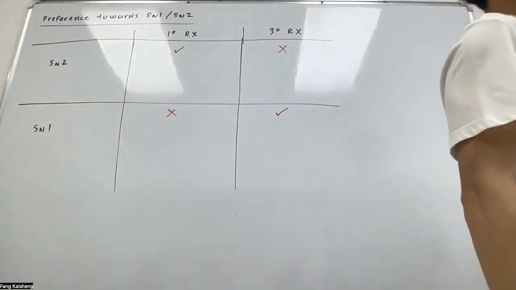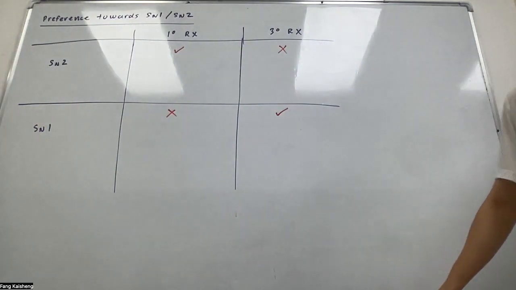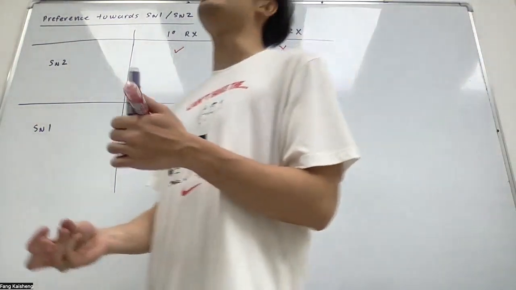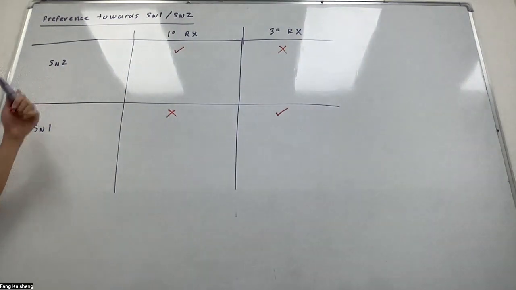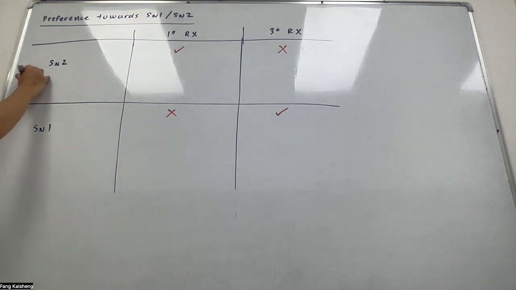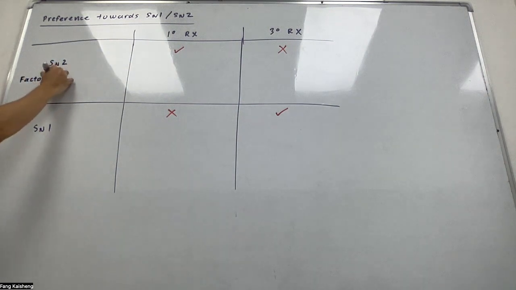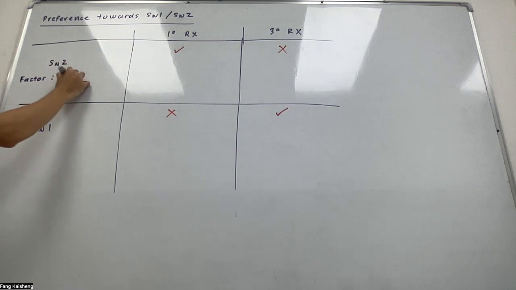Okay, next. Let's look at the easy one first. Why do you think primary prefers SN2? So I need you all to write down this factor. Your basis of explanation for SN2 is always about steric hindrance.